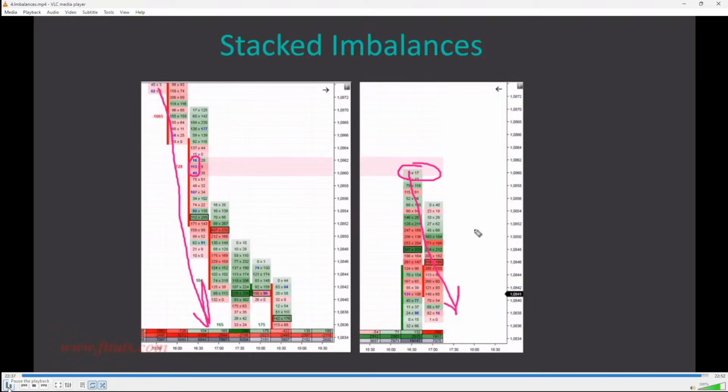The best way how to trade this, I think, is in a confluence with some other indicator or with some other trading strategy. All right, so that's it for this video.